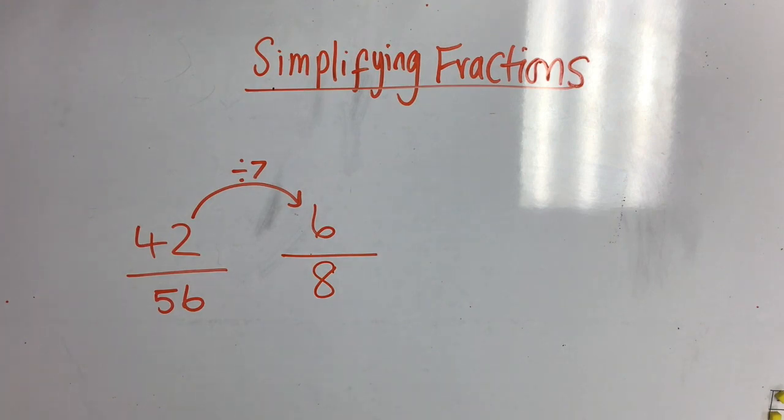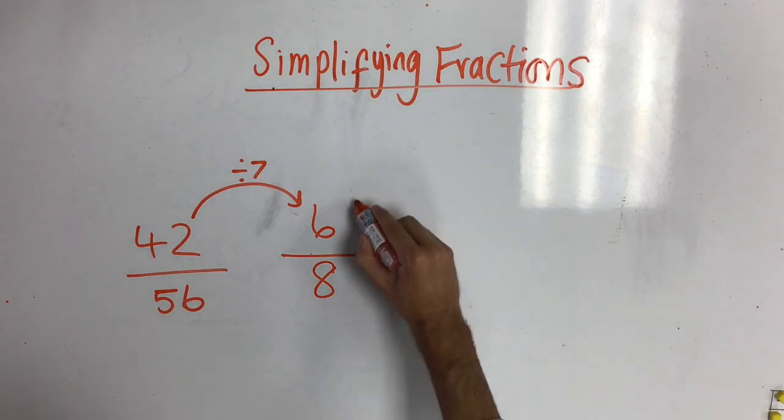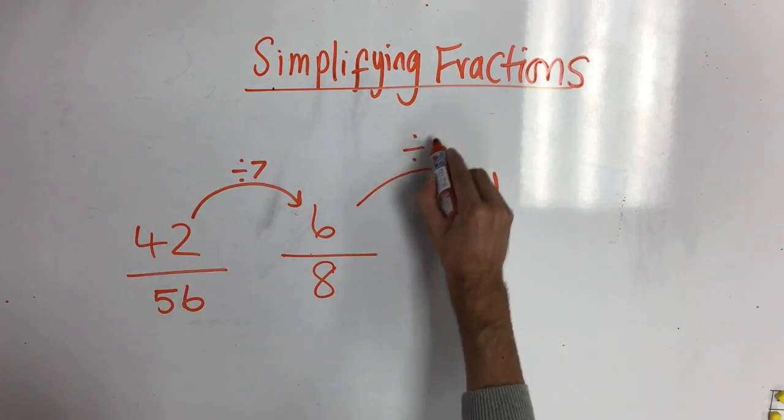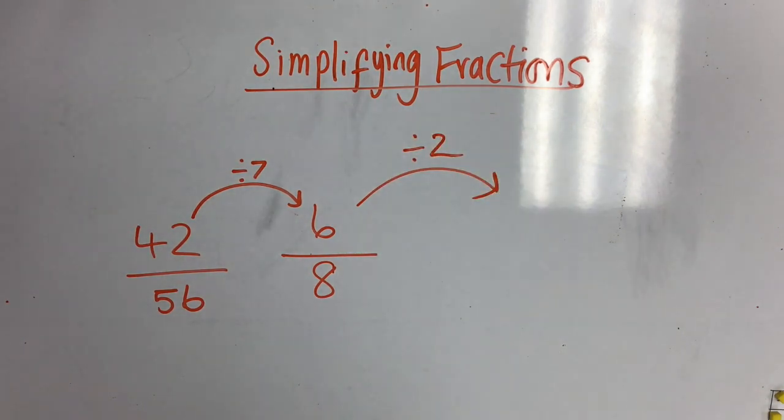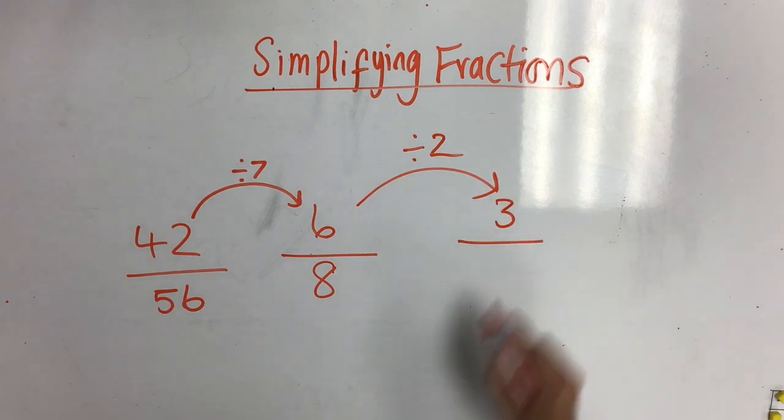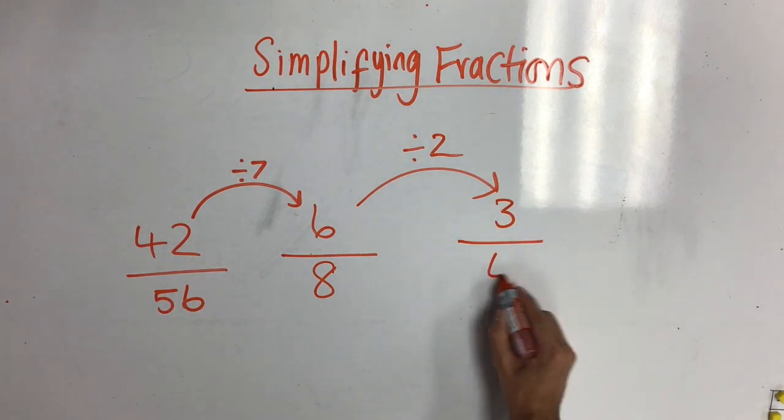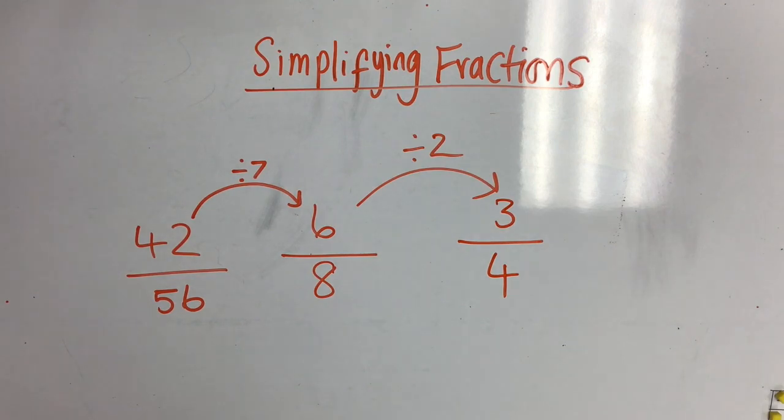I don't think that this fraction is yet at its simplest form, so I'm going to keep going. Is there a times table that can include both 6 and 8 as factors? The 2 times table has both of them inside. 6 divided by 2 is 3, and 8 divided by 2 is 4. I have now reduced 42/56 to its simplest form of 3/4.